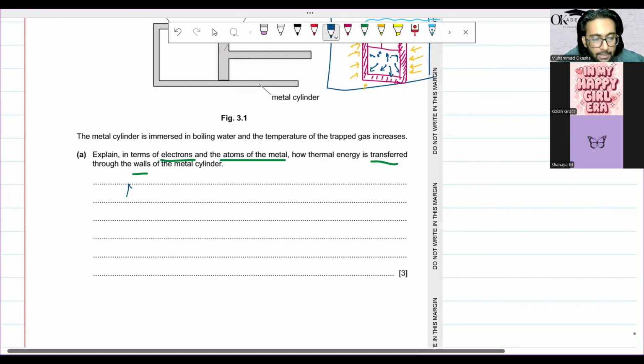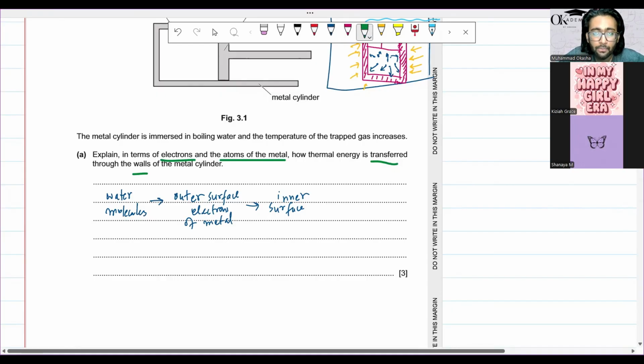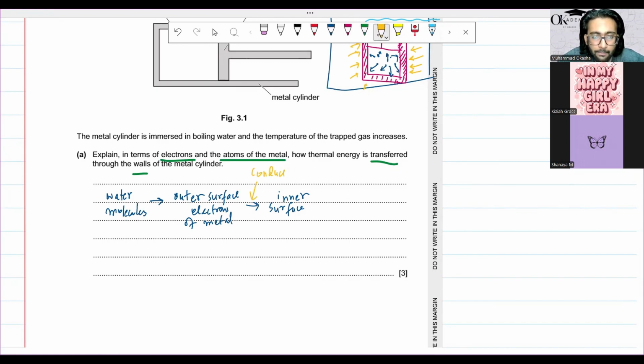So the heat is transferred from the water molecules, because the water molecules are already boiling, to the outer surface electrons of the metal. Okay, and the heat reaches the inner surface through conduction, right? The heat reaches the inner surface of the electrons through conduction. This is where conduction comes in. Okay, I'm writing this down in the form of a mind map. I hope you can frame sentences from this.